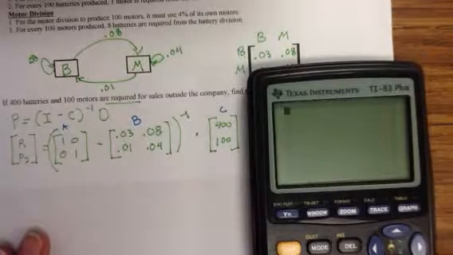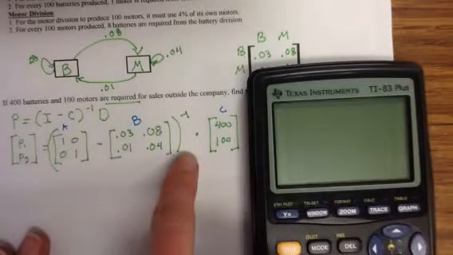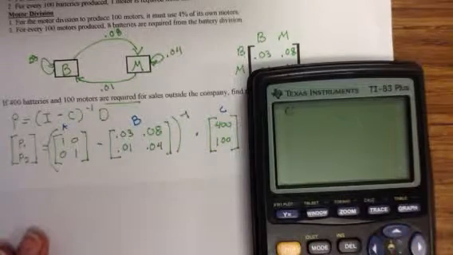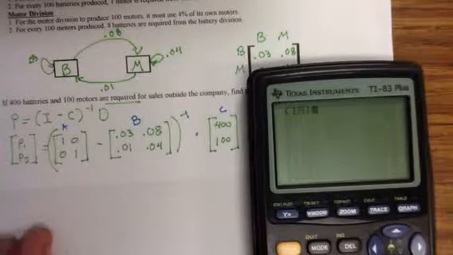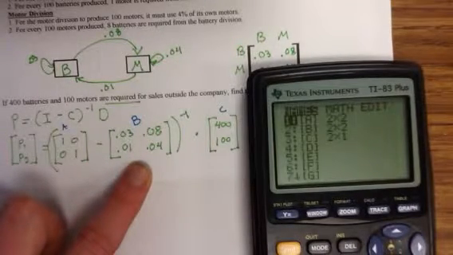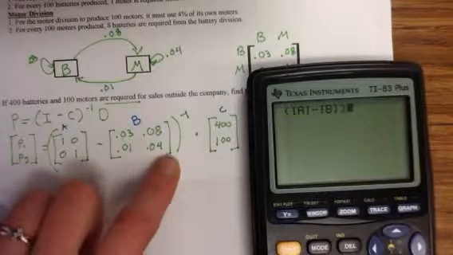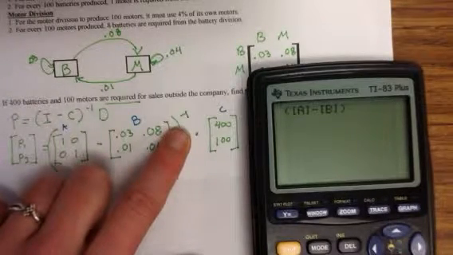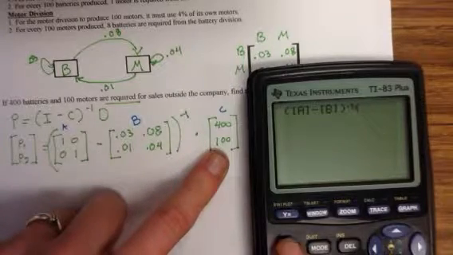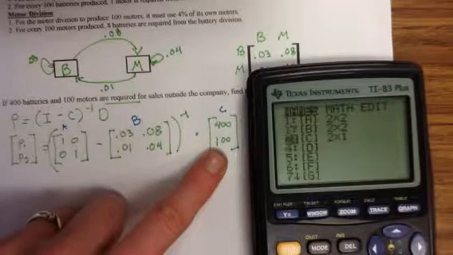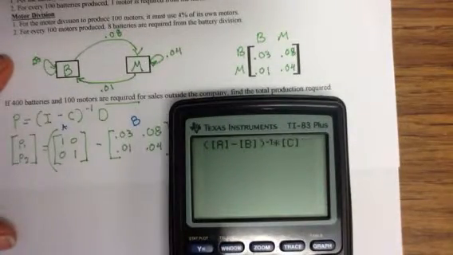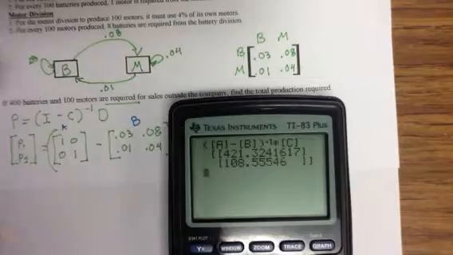Alright, so I'm going to get matrix A first, but if you notice we use parentheses here in our equation, I'm going to want to use parentheses in my calculator as well. So parentheses matrix A, because that's my identity, minus matrix B, close my parentheses, and then it's an inverse, so I use that -1 button, and then I'm going to multiply by my demand, which is in C. I've got that all plugged in there so you can see it, and I'm going to go ahead and hit enter, and then those are my solutions.